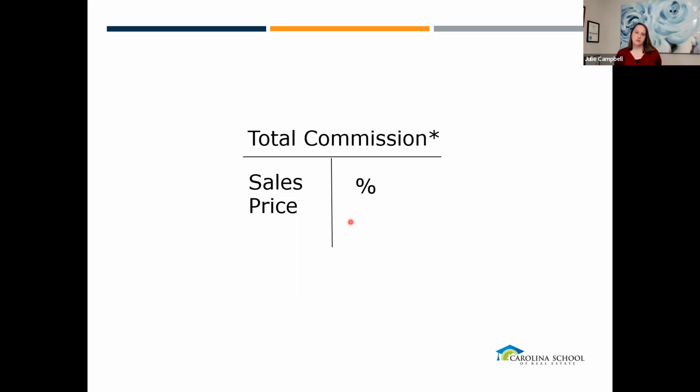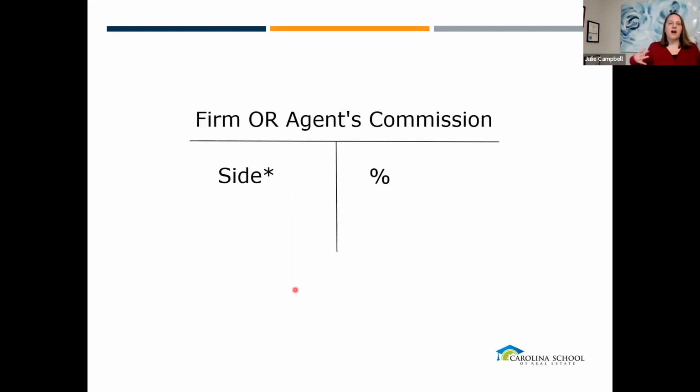So the first tier of the commission map, we're probably going to either be looking for the total commission or the side commission. It just depends on how the problem's worded. Once we know the side's commission, then we're going to take that problem and split it again between the firm and the agent. So that may be the total commission divided by 2, if it's a 50-50 split, to get the side.